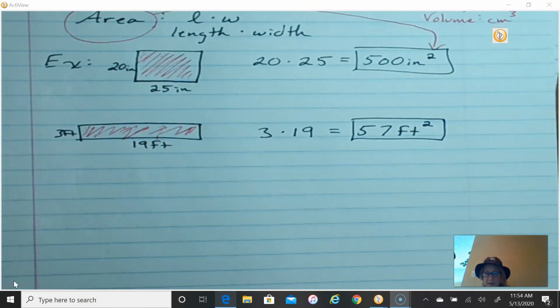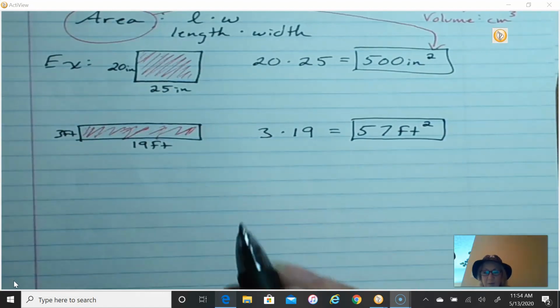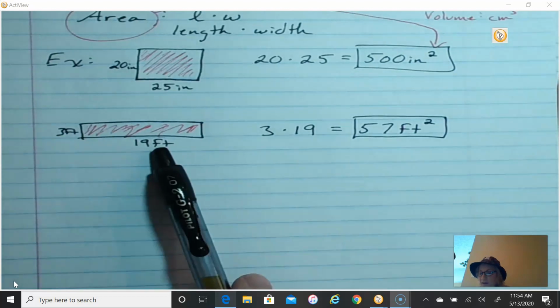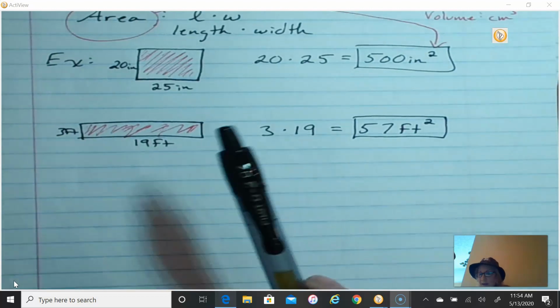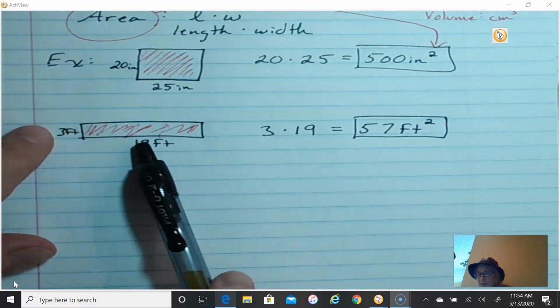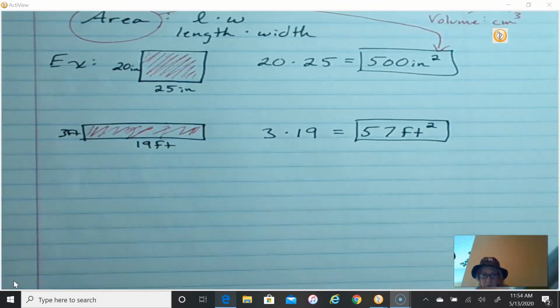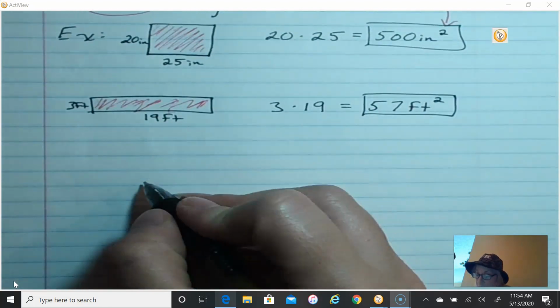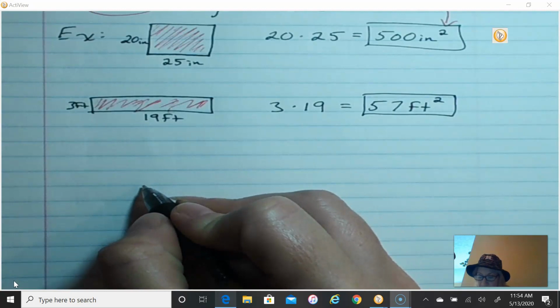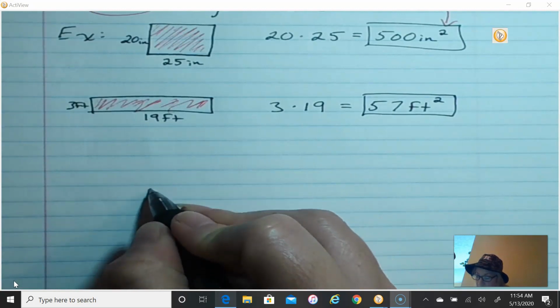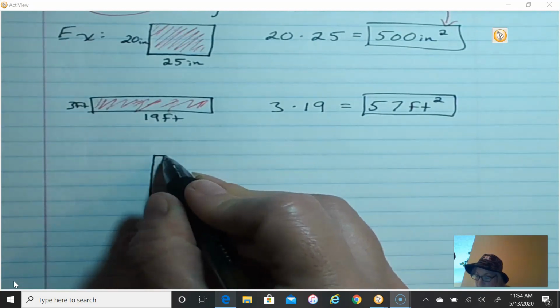Okay, let's do another one. Now this one's going to be kind of weird. This is the one that throws kids off. These are like, oh yeah, I got that. Now, remember, it's the two sides that are together that you're multiplying. But what if you have a weird looking figure? I'm going to drop down a little bit. I'm going to draw this the best I can.